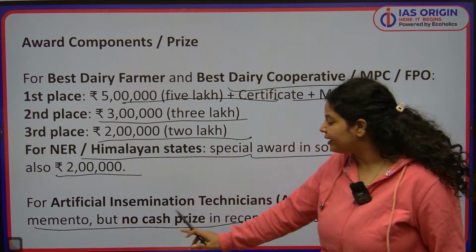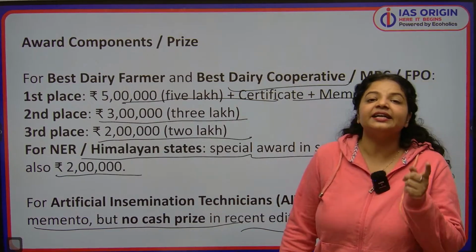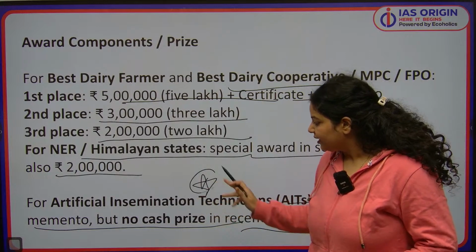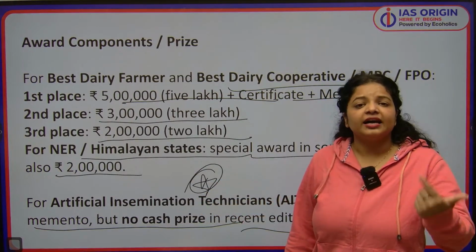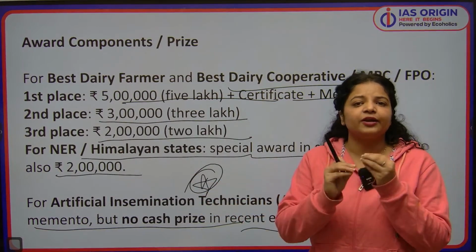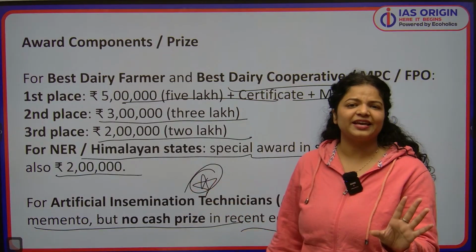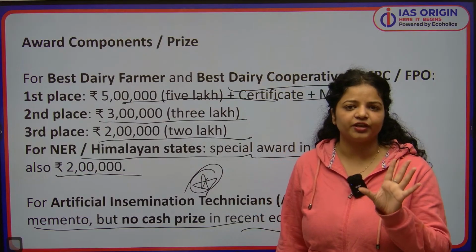Certificate, memento, but no cash prize in the recent edition. This is very important: under this mission, those who are working for artificial insemination, kind of an IVF of animals, bovines, will not get any cash prize, but memento and certification will be there.